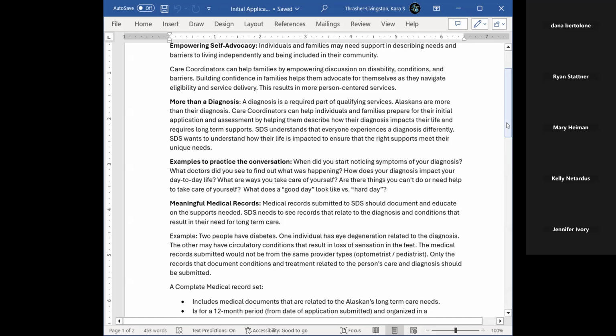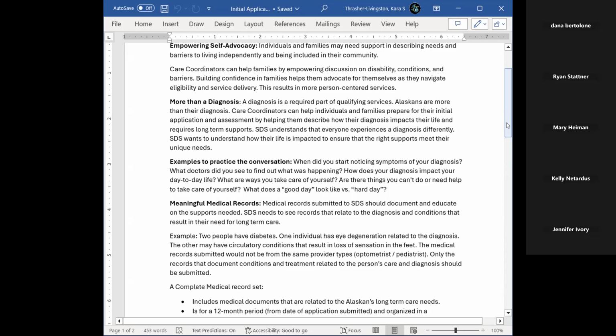SDS understands that people experiencing a diagnosis may experience it differently. We want to know how their life is impacted to make sure the right supports meet unique needs. So a person may have a certain diagnosis, but it doesn't impact everyday life as much as the facility-based level of care, so that person wouldn't meet level of care through the assessment process. More commonly, people oftentimes don't have the words to describe it, or the experience of getting these services through the system puts up a lot of challenges and barriers in and of itself.